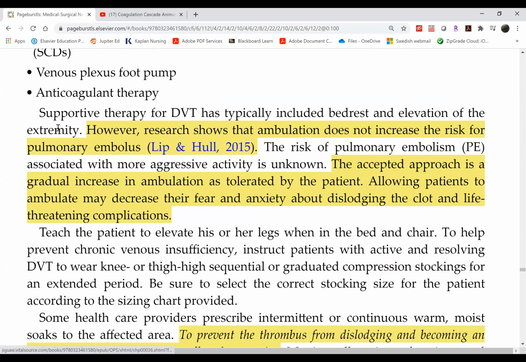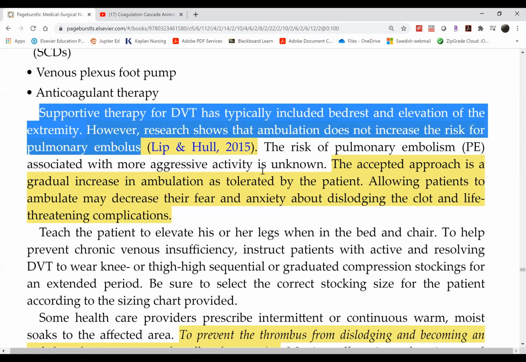Somebody read this, please, because in the olden, older days, during my time, we put the patients on bed rest once we have a DVT as a diagnosis because we were afraid that ambulation will dislodge the clot, and now the patient has a PE. Somebody read this, please.